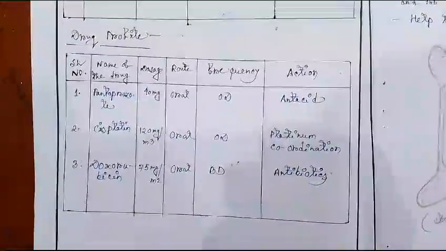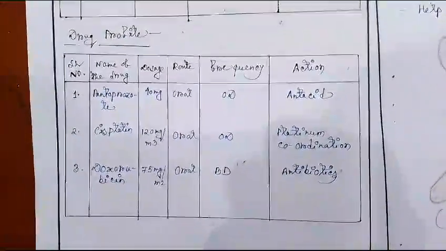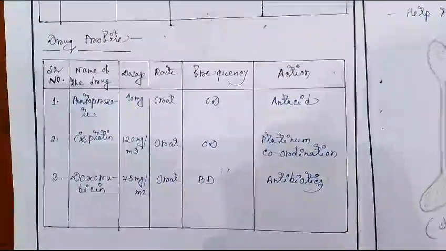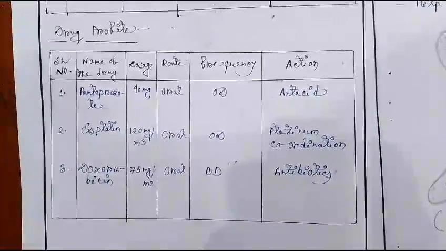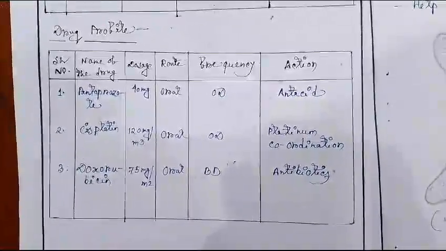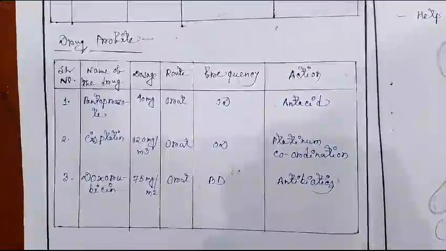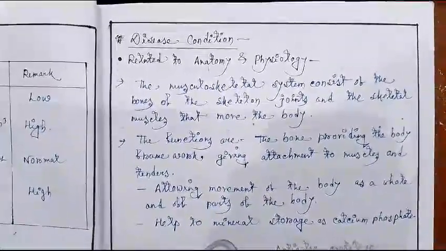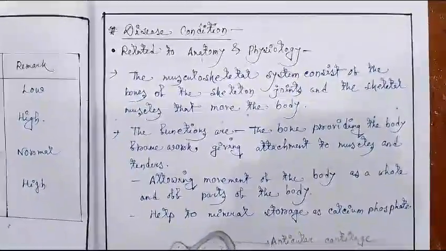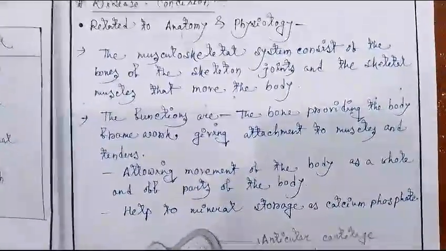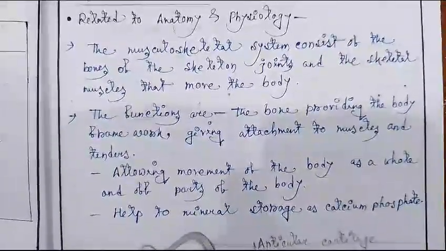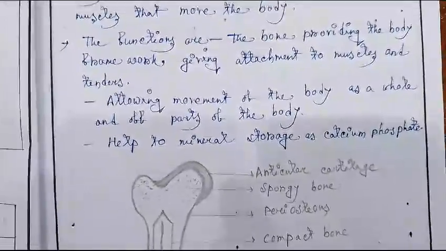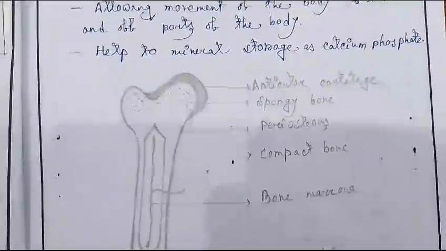Then we write the drug profile. Which drugs are given to the patient? Here we write the name of the drugs, doses, route, frequency and action of drugs. After this, we write the disease condition. Here is a diagram.